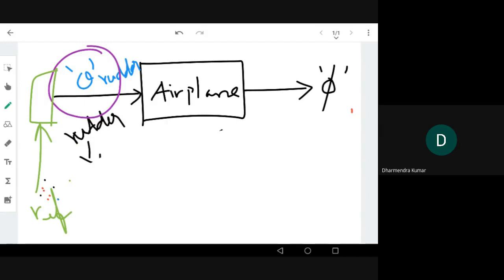It has to change the value of theta. This output of the controller will be connected to a motor or something, and the motor will be changing the position of the rudder, right? So this will be going to the airplane model. So this whole airplane is going to change its direction, right?